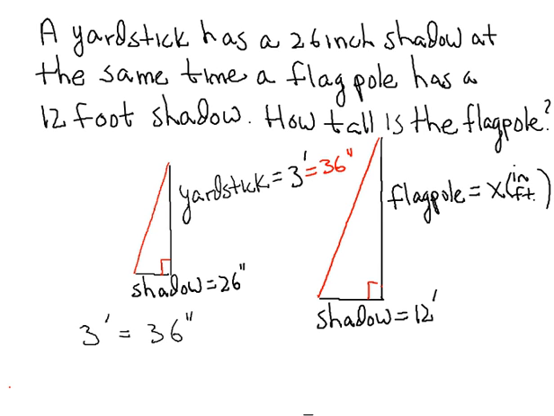Now for the flagpole, it seems reasonable, I'm sure, that we would want the height expressed in feet. So we're going to let x be the height of the flagpole in feet, and we'll keep its shadow expressed in feet as well. So now we're ready to set up the proportion.